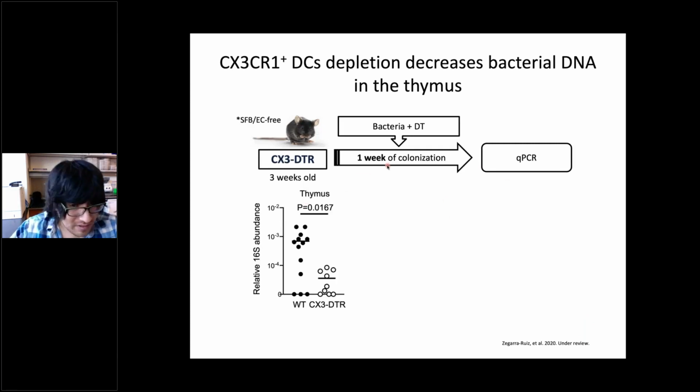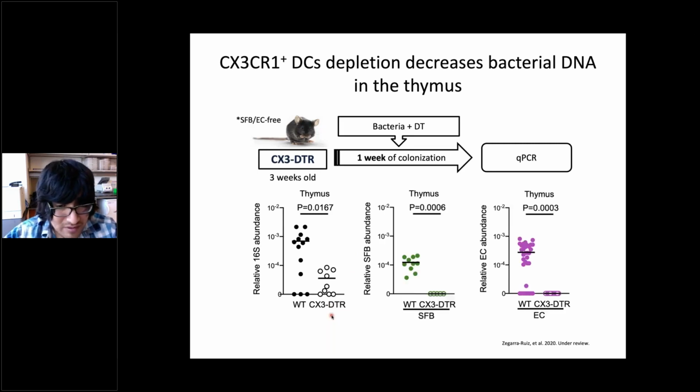When we don't colonize the mice and we just assess total 16S in the thymus, we can clearly see that depletion of the CX3CR1 positive cells significantly decreases the load of 16S DNA in the thymus. Similarly, when we colonize these mice with either SFB or E. coli, we can see a significant decrease in the bacterial DNA reaching the thymus. This suggests that the CX3CR1 positive cells are responsible for at least getting the DNA into the thymus.